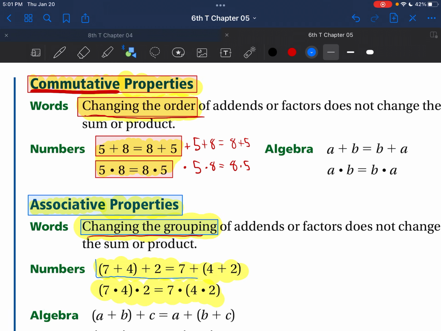So 7 plus 4 plus 2, right? Because if we do PEMDAS, what are the first ones we have to do? The ones inside the parentheses. All right, so let's write those down. We are changing the groups. Here's a good example of the associative property.